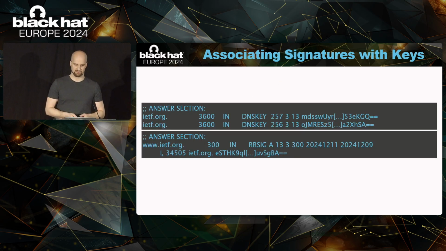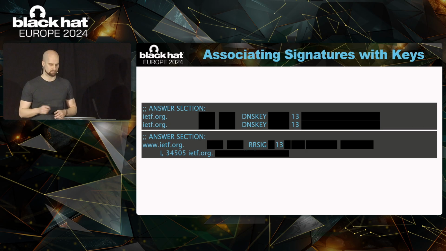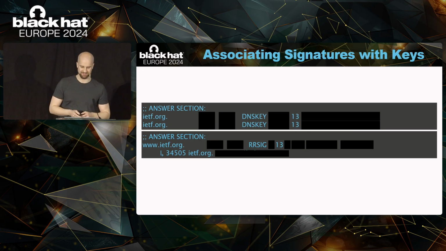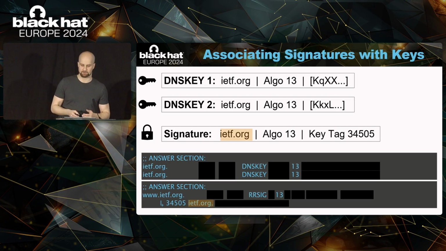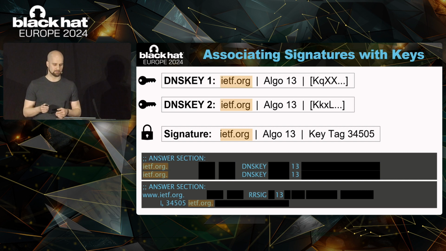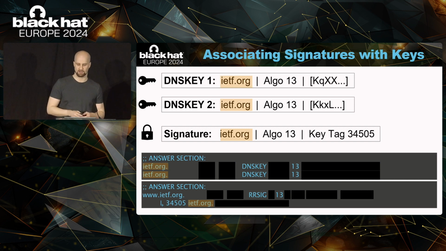Again, we have our 2 responses here, signatures and keys, and we'll just forget about everything which is not important here. And now we have the signer name, which is a field in the signature record, and the signer name needs to equal the name of the DNS key record, which is the name of the domain we got our records from.